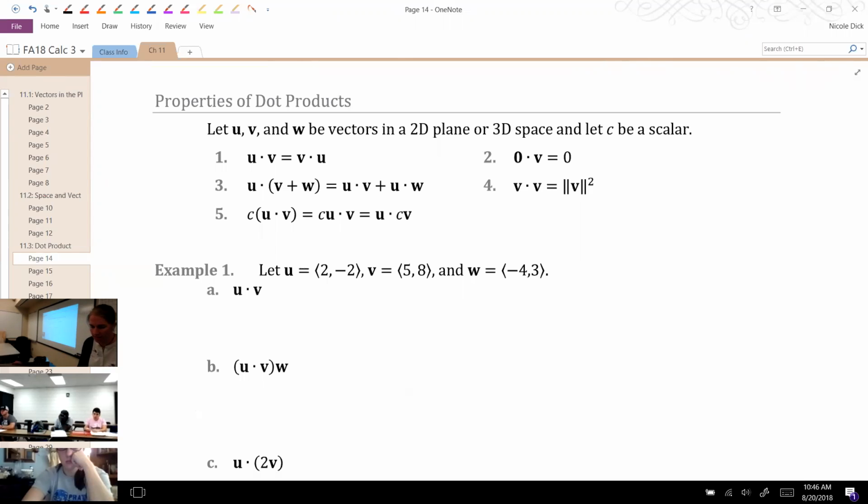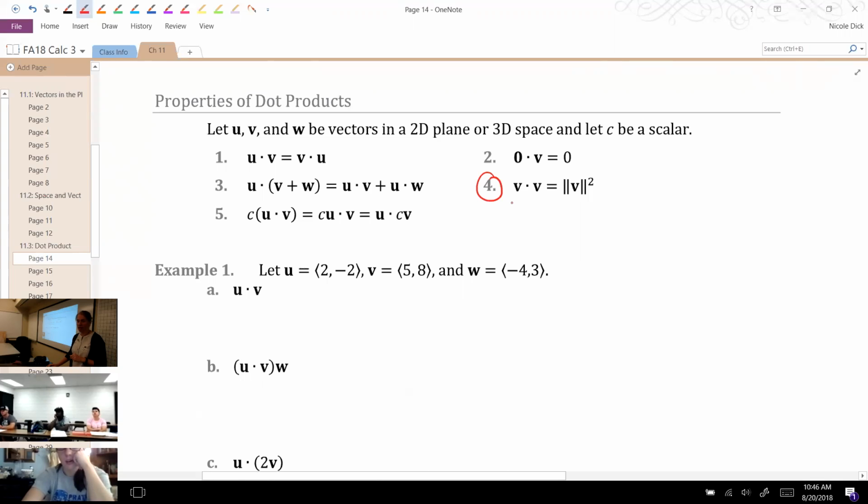The fourth one's a little less obvious. We're going to go through and prove this one in just a minute. But the fifth one says, okay, we're applying scalars. Now, pay attention here. Are we distributing in that fifth option right there? That fifth property, is that the distributive property?